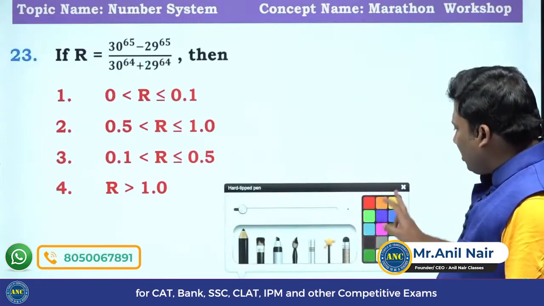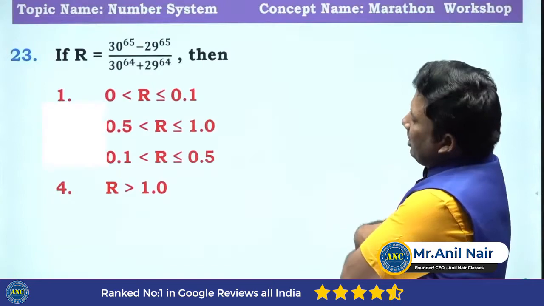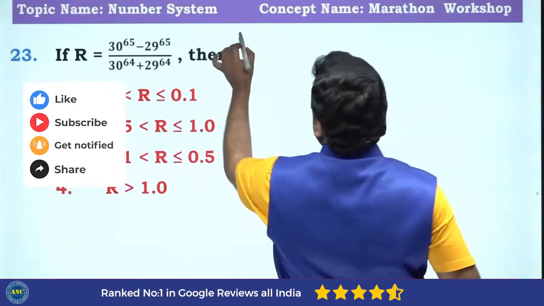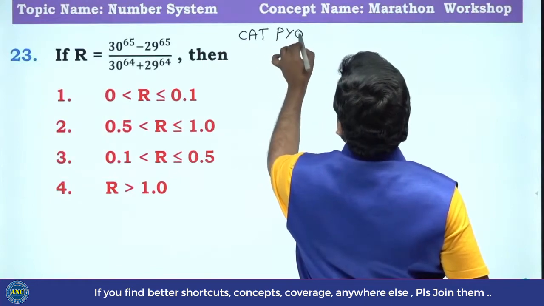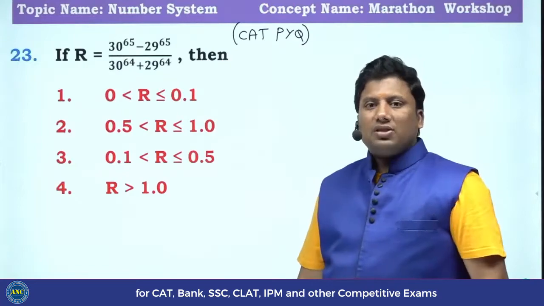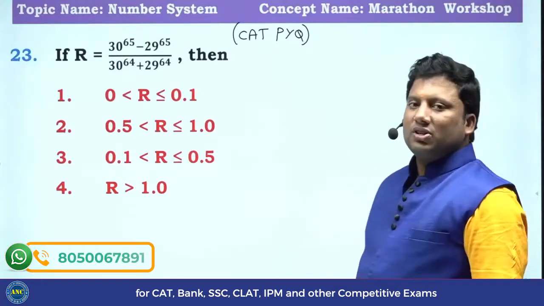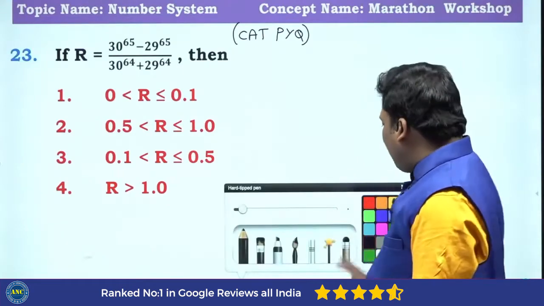Another question. Now see here. Find the expression equivalent to 30 power 65 minus 29 power 65 divided by 30 power 64 plus 29 power 64. This is a CAT previous year question.